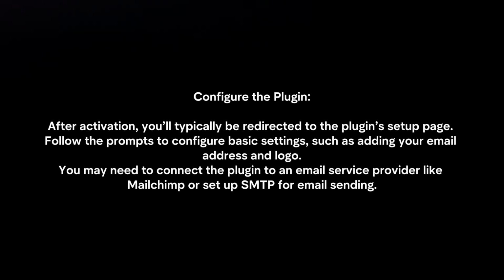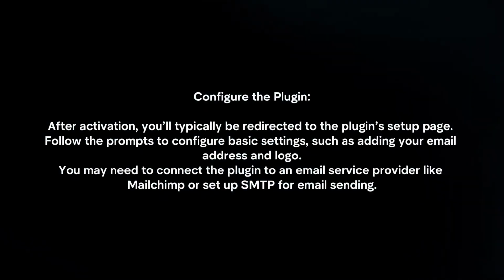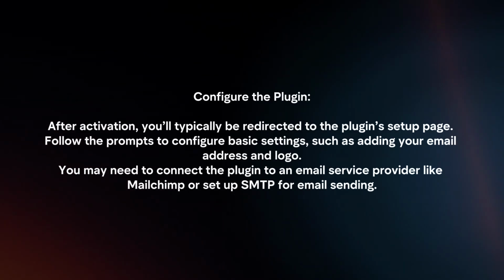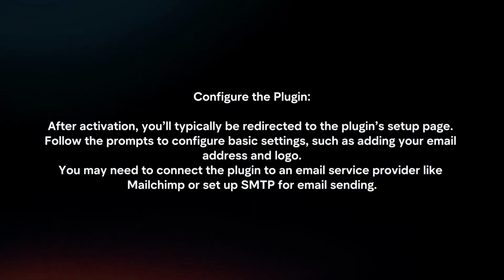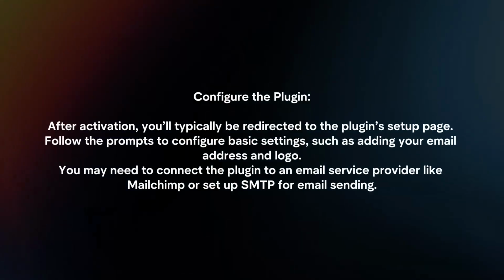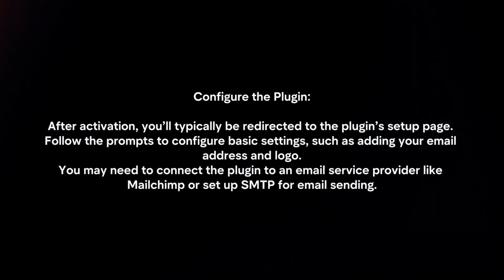Configure the plugin. After activation, you will typically be redirected to the plugin setup page. Follow the prompts to configure basic settings such as adding your email address and logo. You may need to connect the plugin to an email service provider like MailChimp or set up SMTP for email sending.